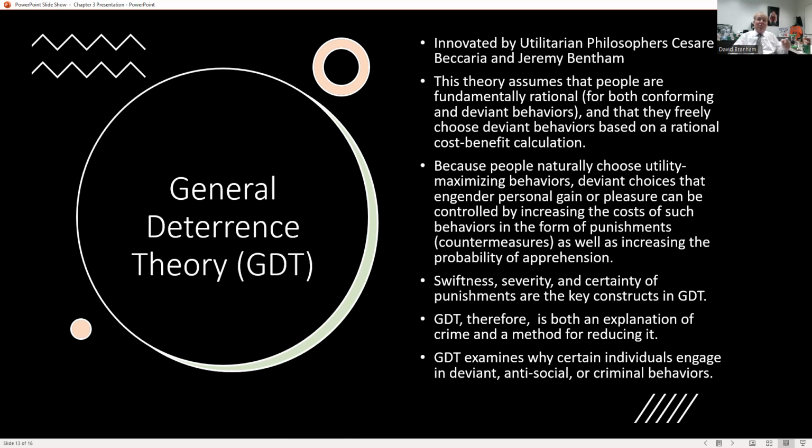Because people naturally choose utility maximizing behaviors, deviant choices that engender personal gain or pleasure can be controlled by increasing the costs of such behaviors in the form of punishments or countermeasures, as well as increasing the probability of apprehension. And this comes in with crime. If you are presented with the opportunity to commit a crime, the utilitarian philosophy will say, okay, you're going to make a calculation. One, how much benefit will this crime give me? What are my chances of getting caught? If I do get caught, how long will I have? What kind of a punishment will I get?